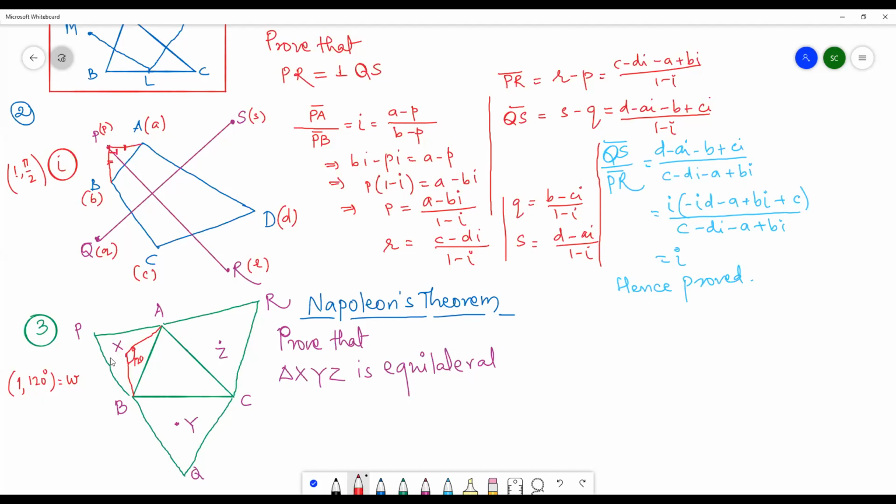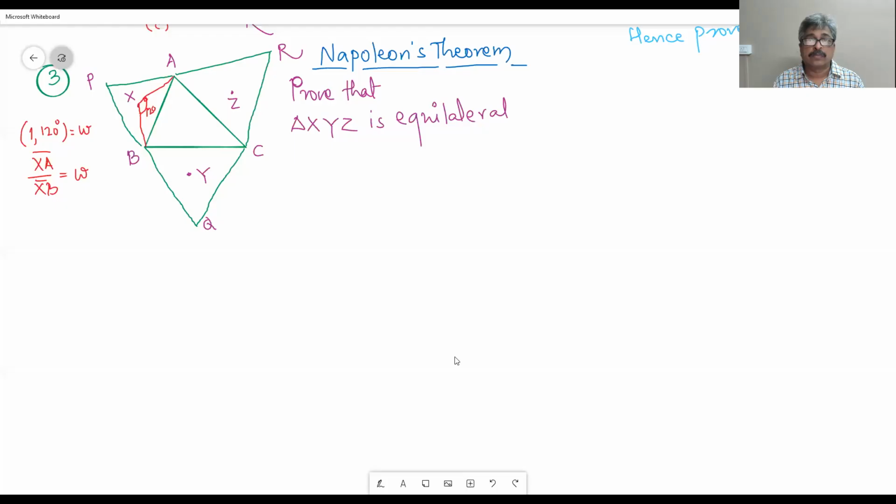If you take the ratio of XA upon XB, that is going to be equal to the operator omega, cos 120 plus I sin 120. So we do not have to deal with root 3 by 2, half, cos, sin, etc. You continue using omega. That will reduce your calculations substantially. Check it out. Next problem.